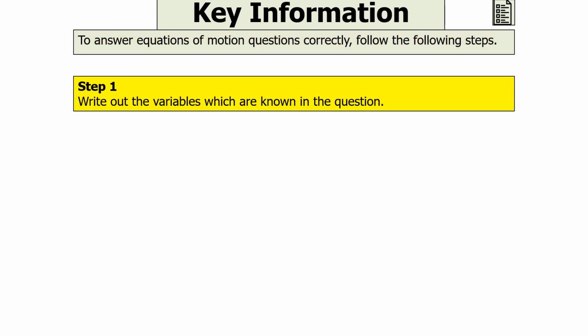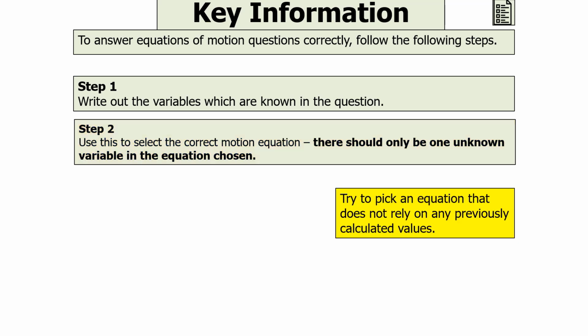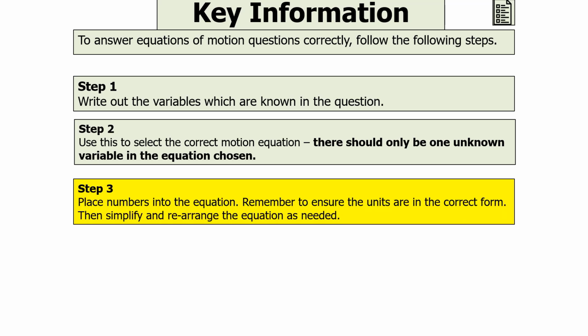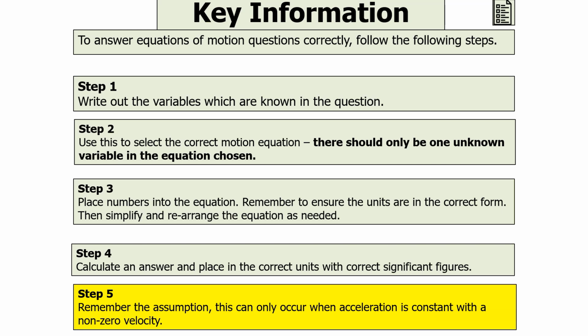So to answer equations of motion questions correctly, follow these steps. The first step is to write out the variables which are known in the question. Then use this to select the correct motion equation. There should only be one unknown variable in the equation chosen. In addition, try to pick an equation that doesn't rely on any previously calculated values you've carried out in parts of the question. Then place the numbers into the equation. Remember to ensure the units are in the correct form. Then simplify and rearrange the equation as needed. Then calculate an answer and place that in the correct units with the correct significant figures. And then finally remember our assumption that this can only occur when the acceleration is constant with a non-zero velocity.